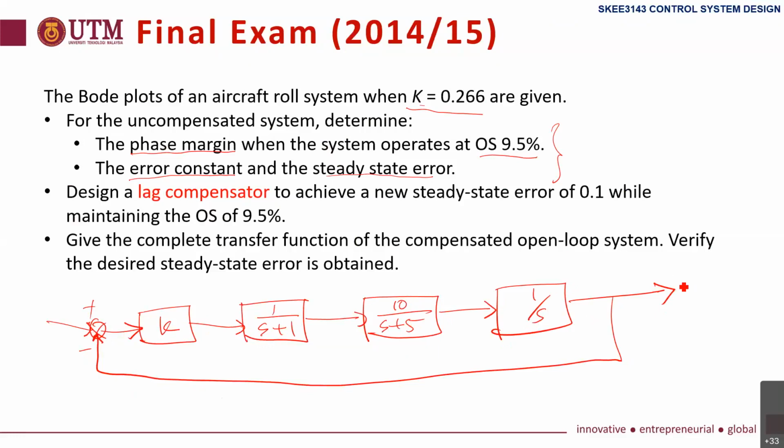This is the desired roll angle, and this is the actual roll angle. So the Bode plot is given when K is 0.266.